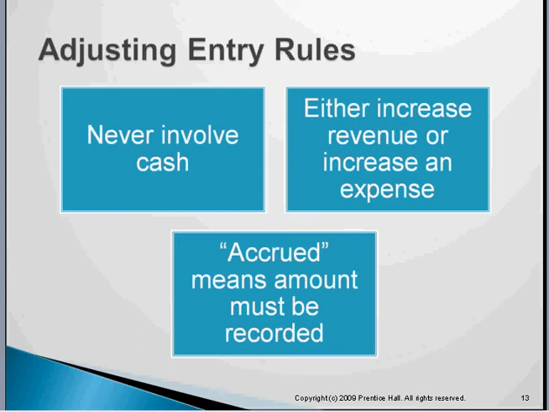And the third rule is that accrued means that we need to record the amount. What do we mean by record the amount? It's got to be journalized, number 1. It's got to be updated on the ledger account. So accrued means recording the transaction, journalizing it, and posting the adjusting entries.